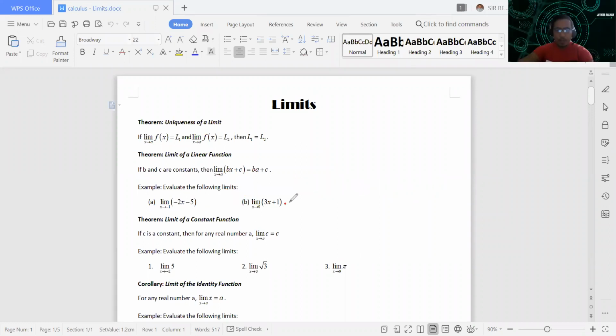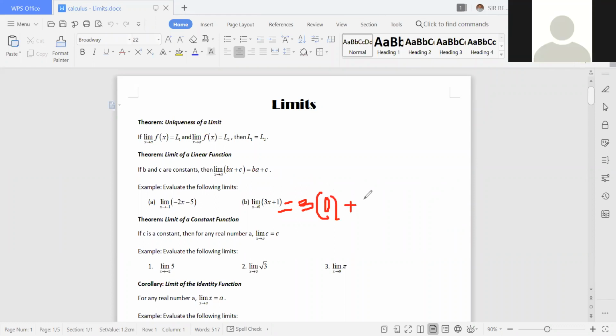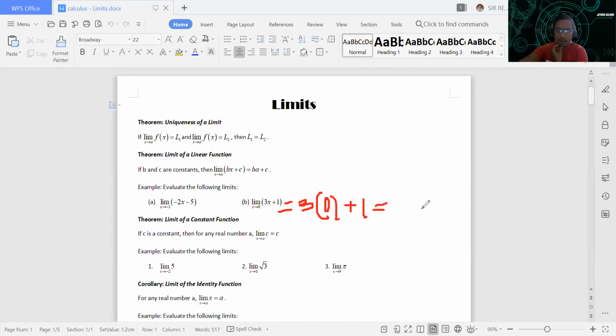Okay. B. What is the answer in B? 1, sir. 1. Because it is 3 times 0 plus 1. 0 times 3 is 0. 0 plus 1 is 1. And that is correct. Okay? Simple pa, di ba? Very easy.